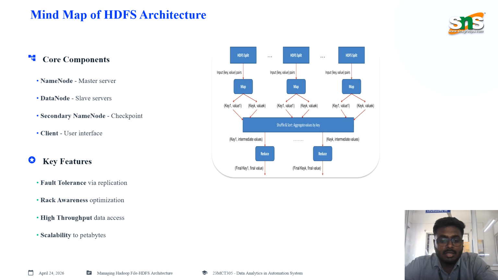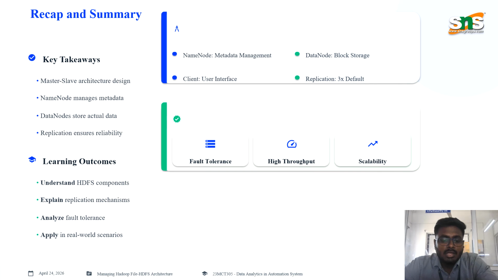On the mind map, the core components are the name node, data node, secondary name node, and client. The major key features include fault tolerance, high throughput, and scalability. This gives a complete overview of how HDFS operates. To conclude, the recap and summary: HDFS follows a master slave architecture, the name node manages the metadata, data nodes store actual data, and replication ensures reliability. HDFS plays a crucial role in handling big data efficiently in real world applications.